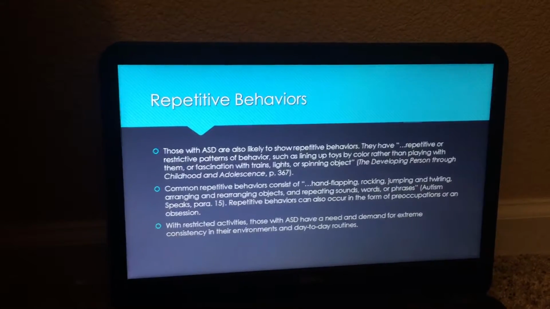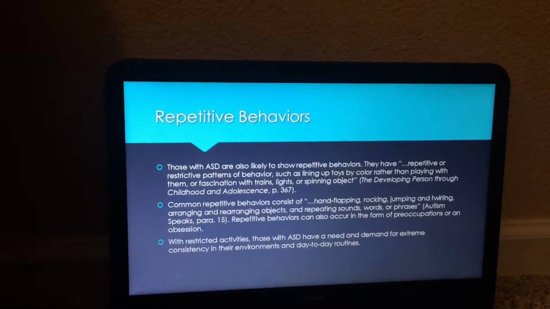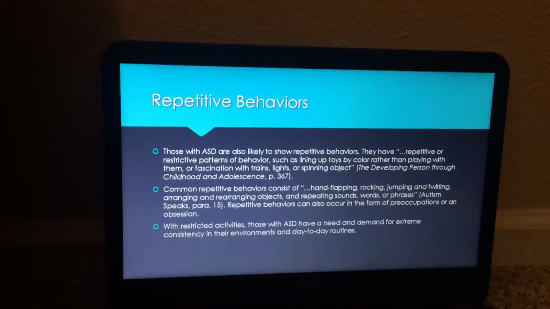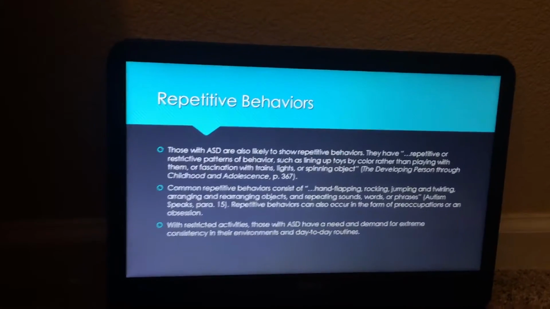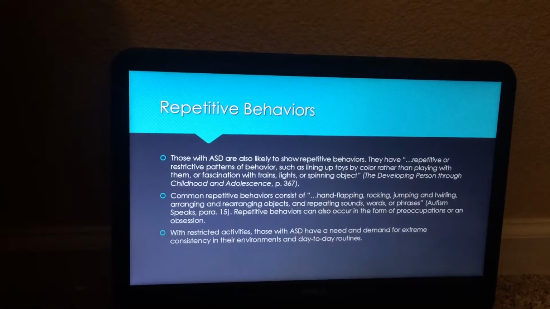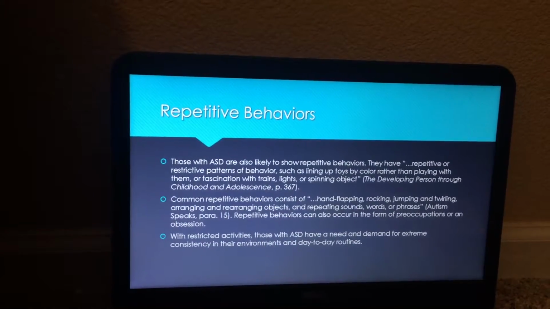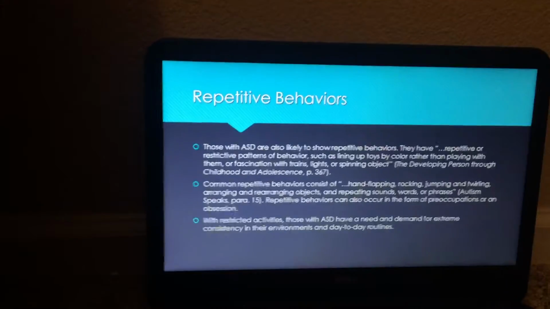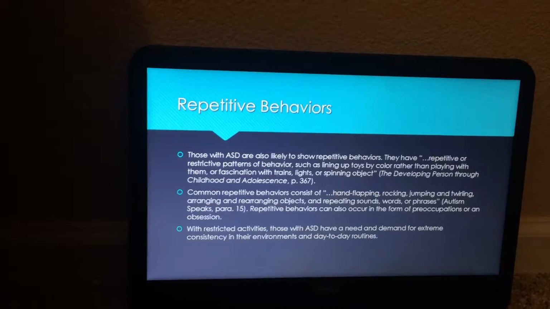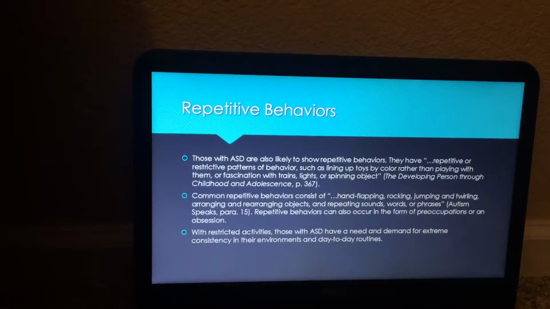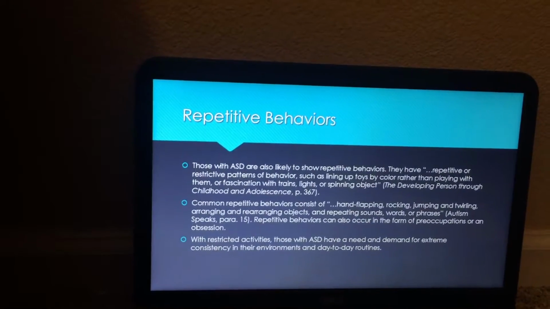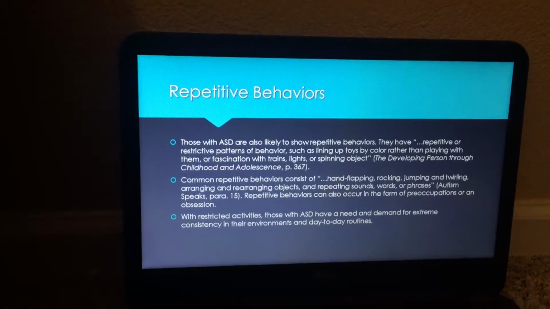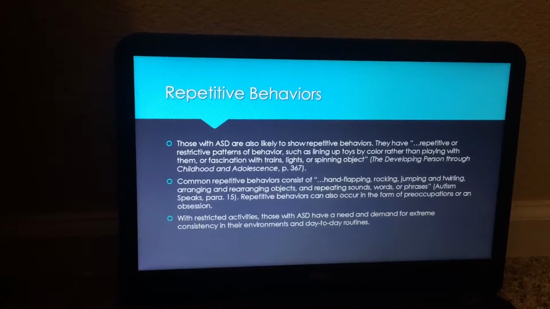They may also occur in the form of preoccupations or obsessions. On Autism Speaks, on the website that I found, it listed a couple. There were obsessions with vacuums or specific household furnitures, those type of things. This also occurs in adults who have autism, and so it's very important for them to have an extreme consistency in their environments and daily routines. Otherwise, they'll get very, very upset.